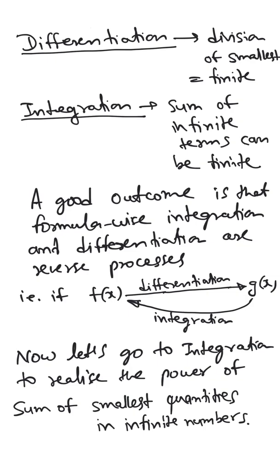Now let's go to integration to realize the power of the sum of the smallest quantities in finite number. So we are going to realize the power of the small divisions, and their sum would give us something that is very good.